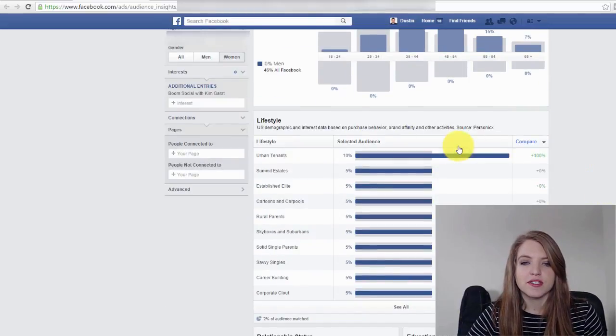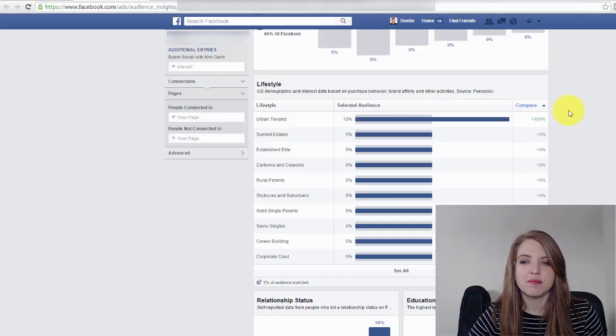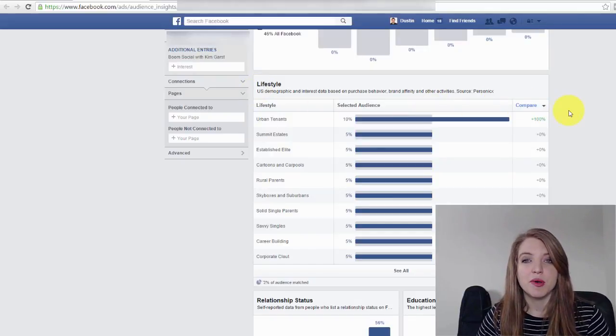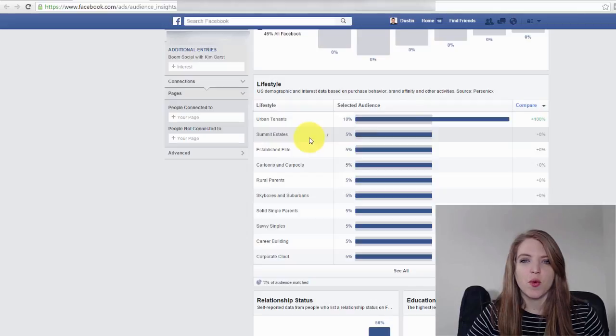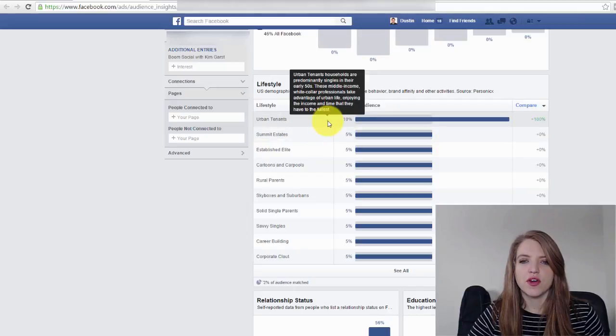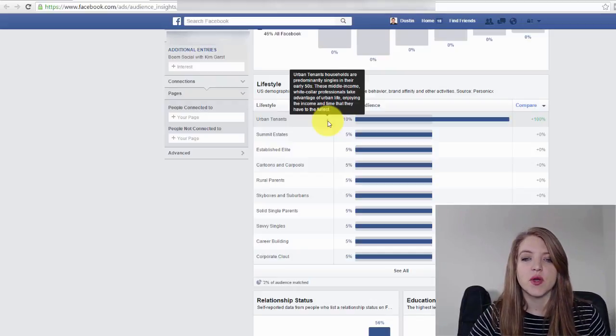Another thing, if you keep scrolling down, you're going to see lifestyle. And this is pretty cool. It gives you a persona of the different people that follow Kim's page. They come up with these cool little nicknames for the types of people that follow the page. If you scroll over them, you see right here, urban tenants. It says urban tenant households are predominantly singles in their early 50s. These middle-income, white-collar professionals take advantage of urban life, enjoying the income and time that they have to the fullest.